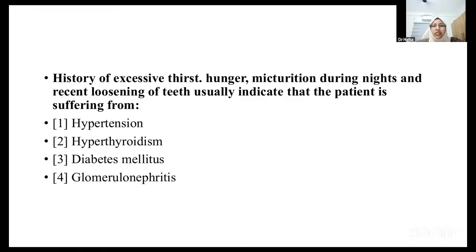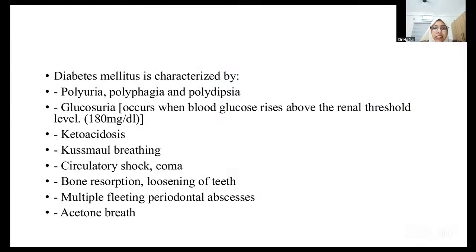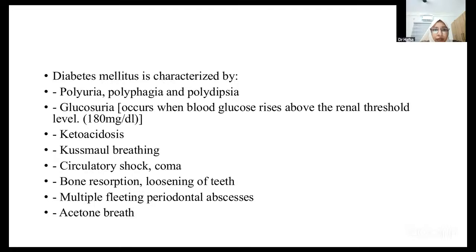History of excessive thirst, hunger, micturition during night, and recent loosening of tooth or teeth usually indicate the patient is suffering from. So let us go into the explanation and come back. Diabetes mellitus is characterized by polyuria, polyphagia, and polydipsia. So these conditions fit into the question.